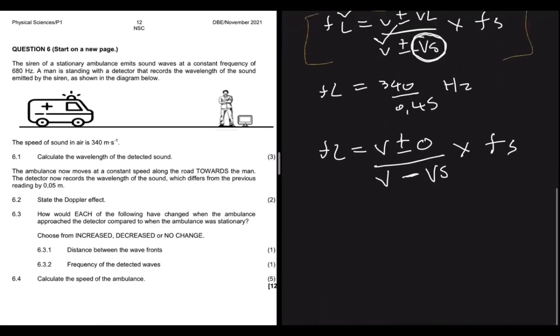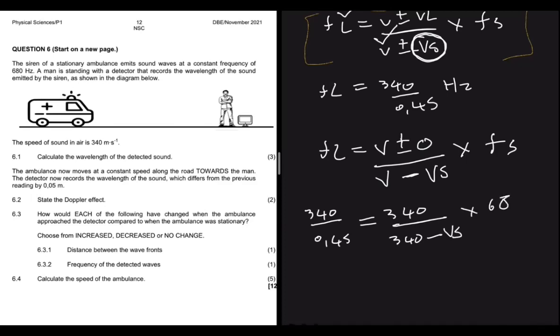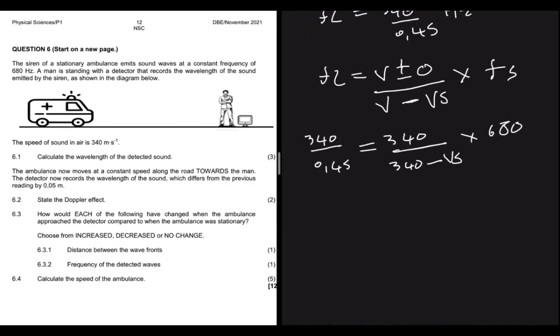And then the frequency of the listener, we say that is 340 divided by 0.45, and V is 340, then plus or minus 0, we don't have to put anything there. So we have 340 again minus the velocity of the source multiplied by 680 Hertz. Now when you reach this step, it's just a matter of how you want to solve the mathematics, right? You're almost done with the physics here.